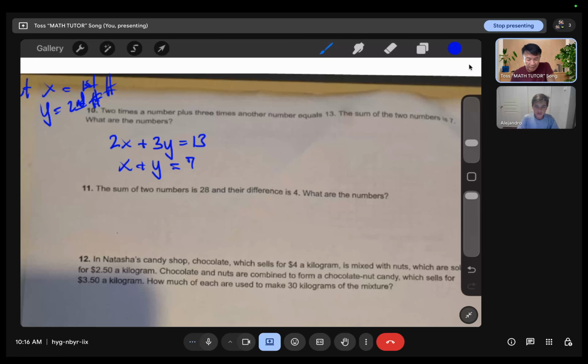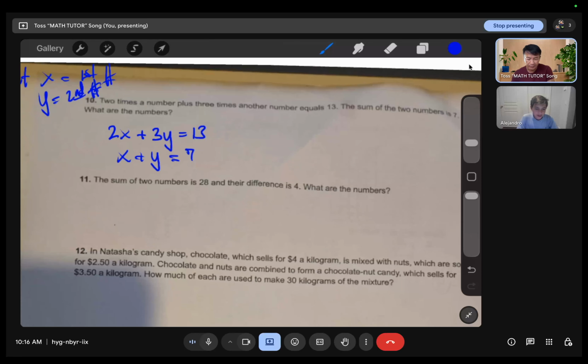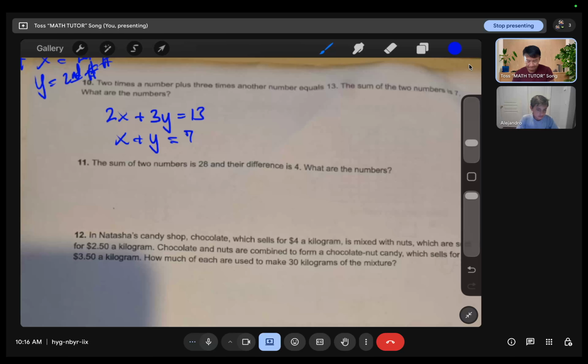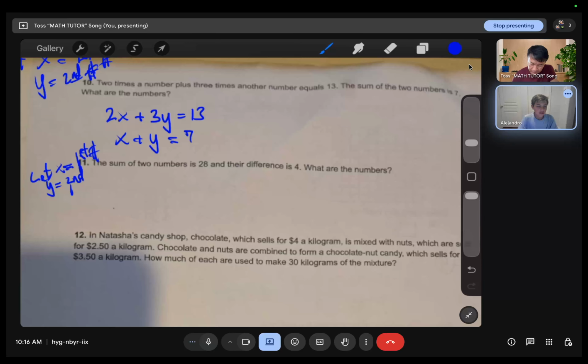Number 11. The sum of two numbers is 28, and their difference, oh, it's not that bad in this one, is 4. What do you think? The first number is X, and the second number is Y. I know this is redundant, but I think your teacher wanted them defined, right? Always. First number, Y is second number again. And then I'll do X plus Y equals 28. Then X minus Y equals 4.